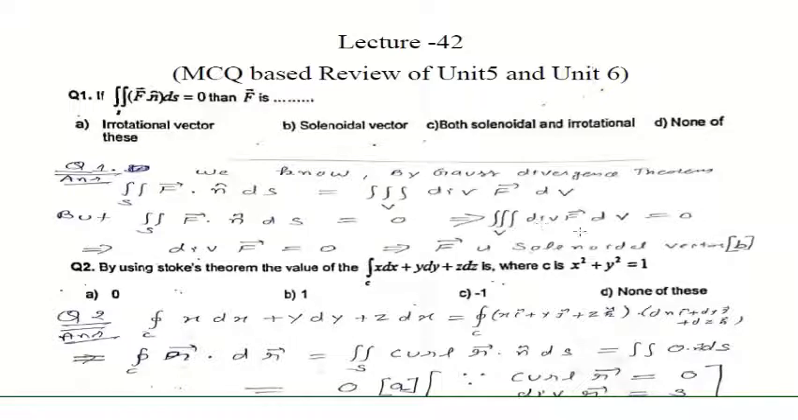So the sum of divergence will be 0. It is the sum of divergence over the volume. So the sum will be 0 if each element is 0, if divergence is 0. If divergence is 0, then the vector is solenoidal. So option B is the correct option. So this vector field is a solenoidal field. Let us see the next question.